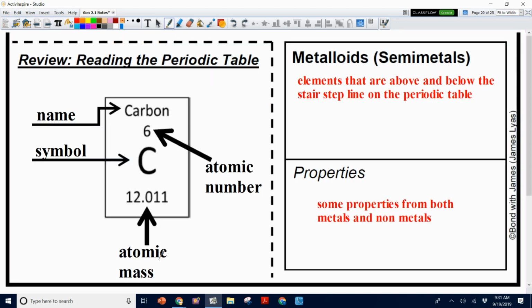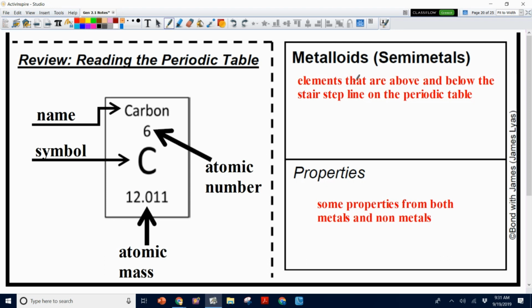Okay? All right. So again, reading the periodic table, we've got the name here, carbon. We have the symbol there. Sometimes it doesn't include the name. The atomic number is above the symbol. And on this particular one, the atomic mass 12.001 is underneath. That's where they're going to put the mass on the periodic table. So if you look at the periodic table that's in the classroom, you're going to see all of the masses that are under all of the elements.